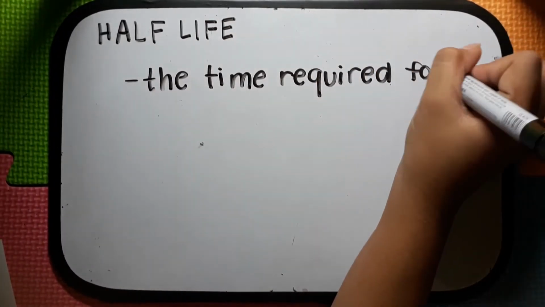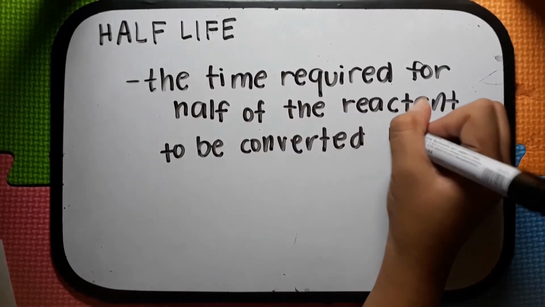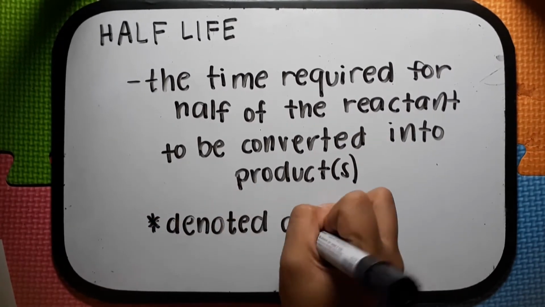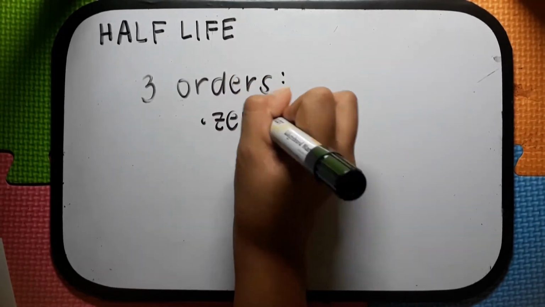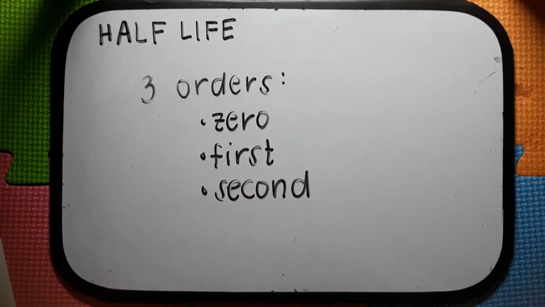Half-life is the time required for half of the reactant to be converted into product or products. It is denoted as t with a subscript of 1/2. Half-life also has three orders: zero order, first order, and second order.